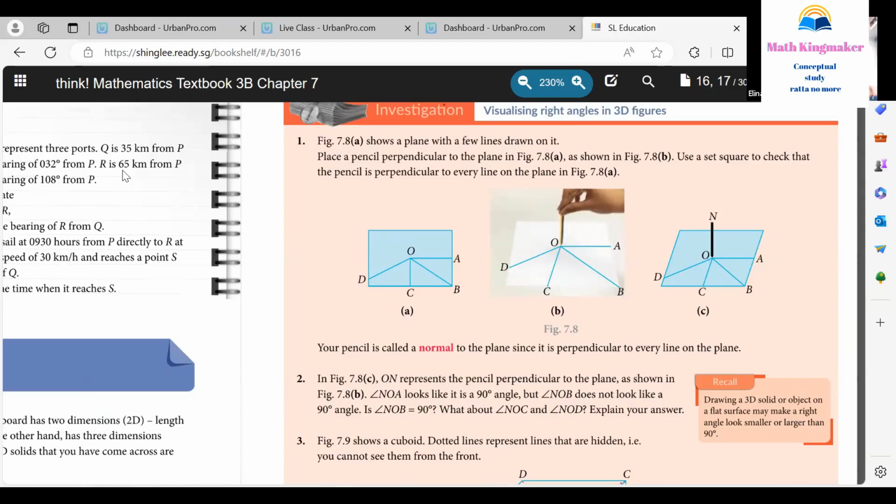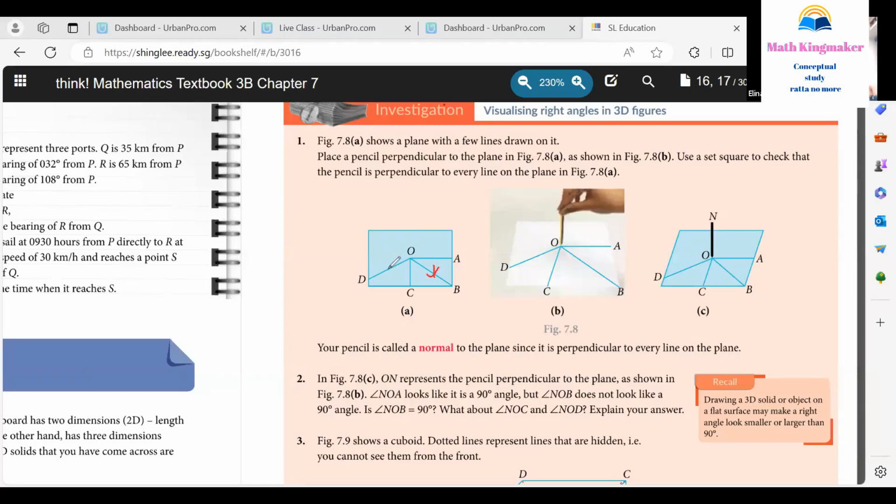Where is the right angle in this figure? Figure 7.8 shows a plane with a few lines drawn on it. See, this is a plain paper, and a few lines are drawn over it. As shown in figure 7.8, we use the set square to check whether the pencil is perpendicular to every line on the plane. Just by seeing, we can say that this line is not perpendicular to this line as well as this line.